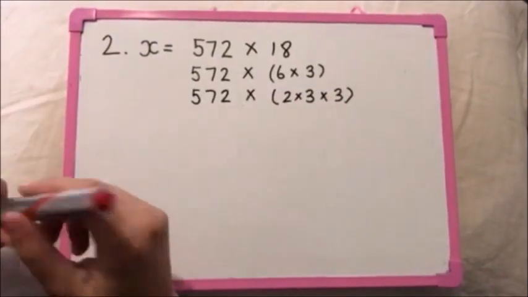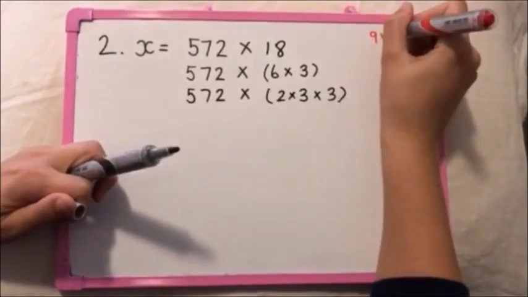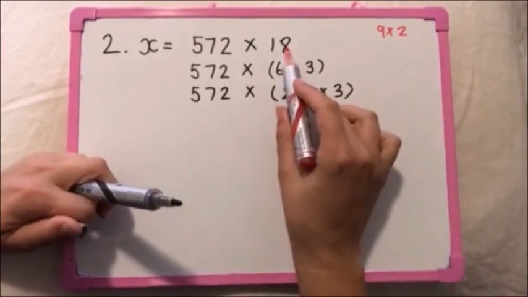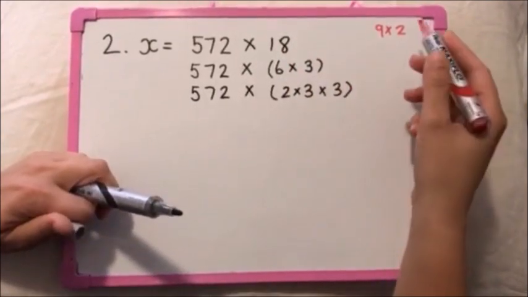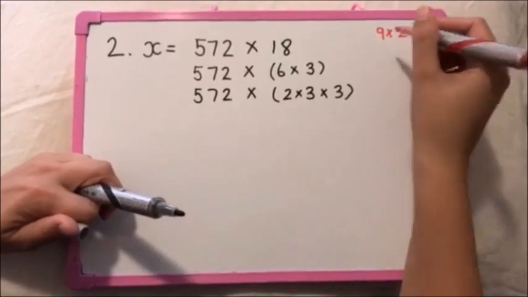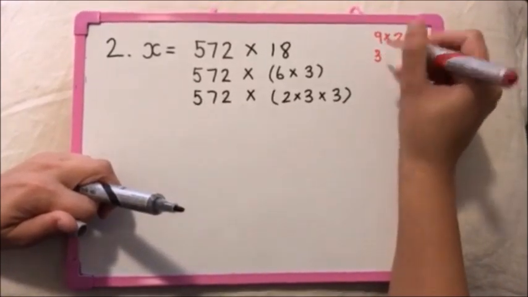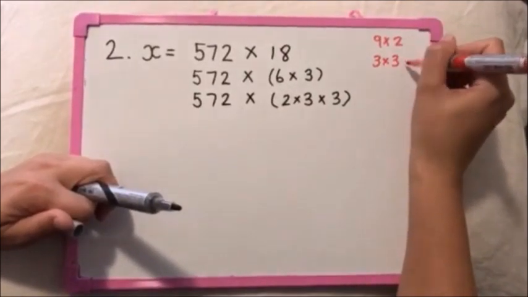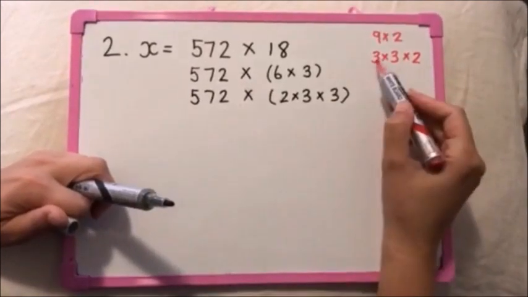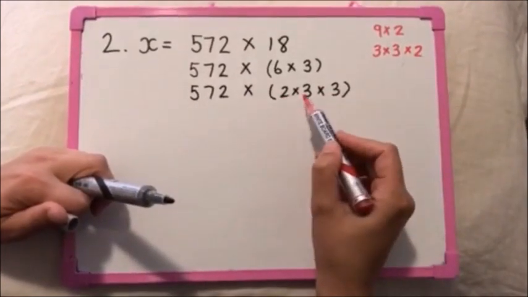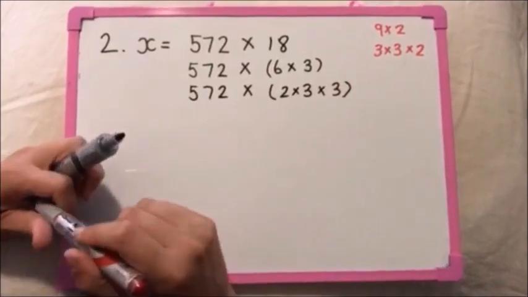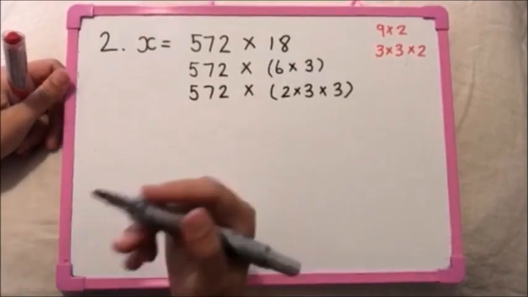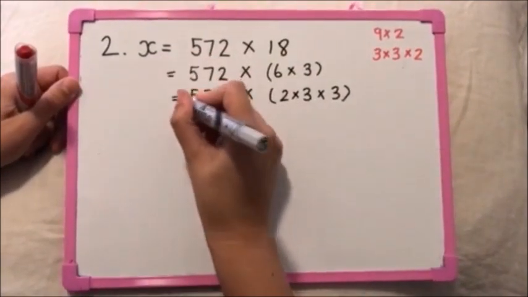You could have also started with 9 times 2, which will also give you 18. Again, the 9 is not in its smallest form, so it needs to be 3 times 3 times 2, because 3 times 3 gives you 9. And you will see 3 times 3 times 2 also gives you 2 times 3 times 3. So, it doesn't matter which starting factors you use, if you break them up into the smallest ones, you will get the correct answer. Now we start to multiply.